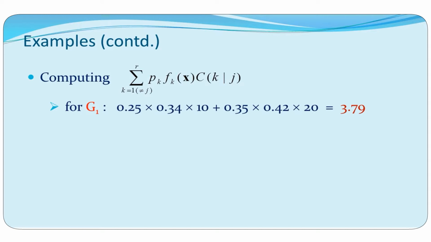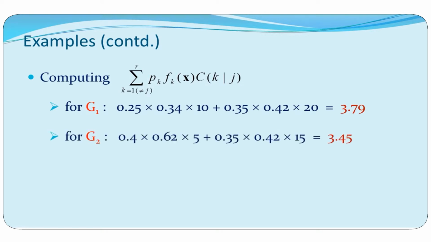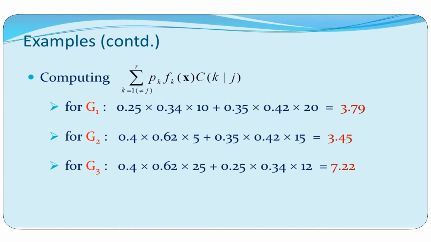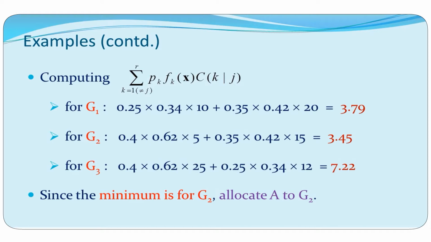of misclassification. So if j is equal to 1, then we have this sum over the second and the third components, and this comes out to be 3.79. Similarly, for G2 we can do the same thing and the value comes out to be 3.45, while for G3 the value comes out to be 7.22. And now we can see that the minimum is 3.45, which coincides with the second group. Therefore, we allocate A to the second group. That is how the rule works.